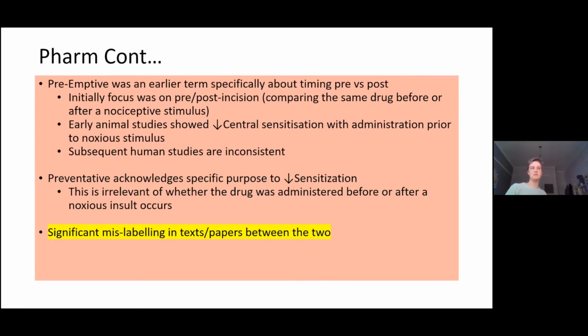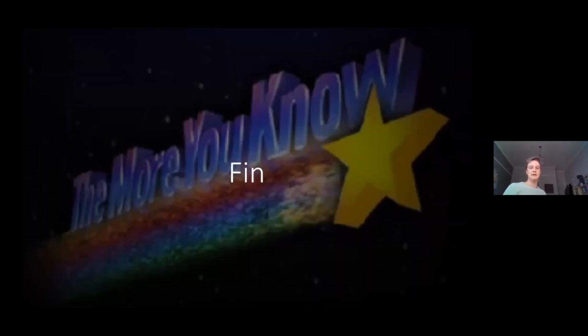Generally, the terms preemptive and preventative get mislabeled a lot in the textbooks, so I would use the definitions that I put here, which I've got from the Grey Handbook, but just be aware that some textbooks use them quite liberally and inaccurately. Most of the preemptive stuff doesn't get studied anymore because people aren't worried about giving it pre or post incision. They're just worried about if it prevents the conversion to chronic pain. And that's it.